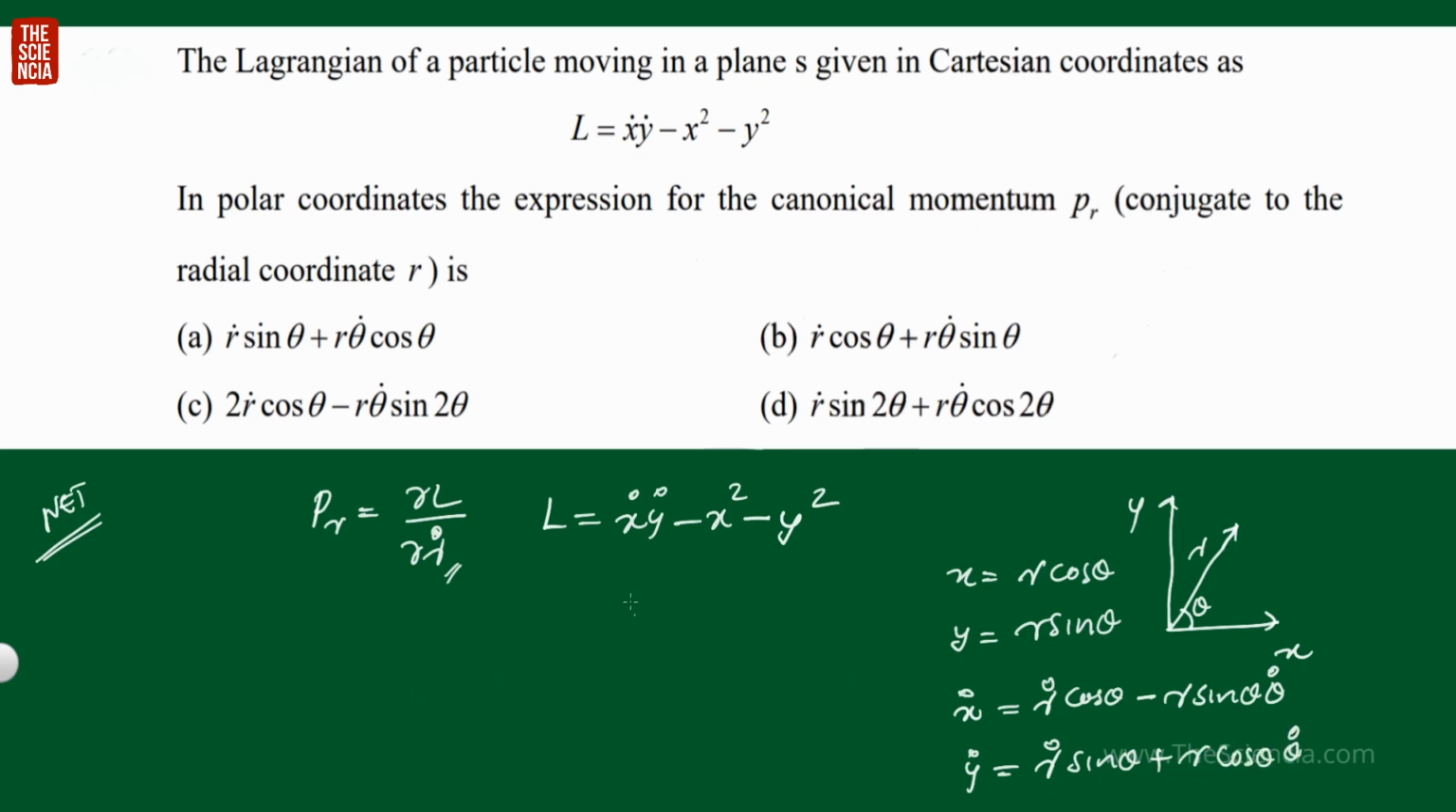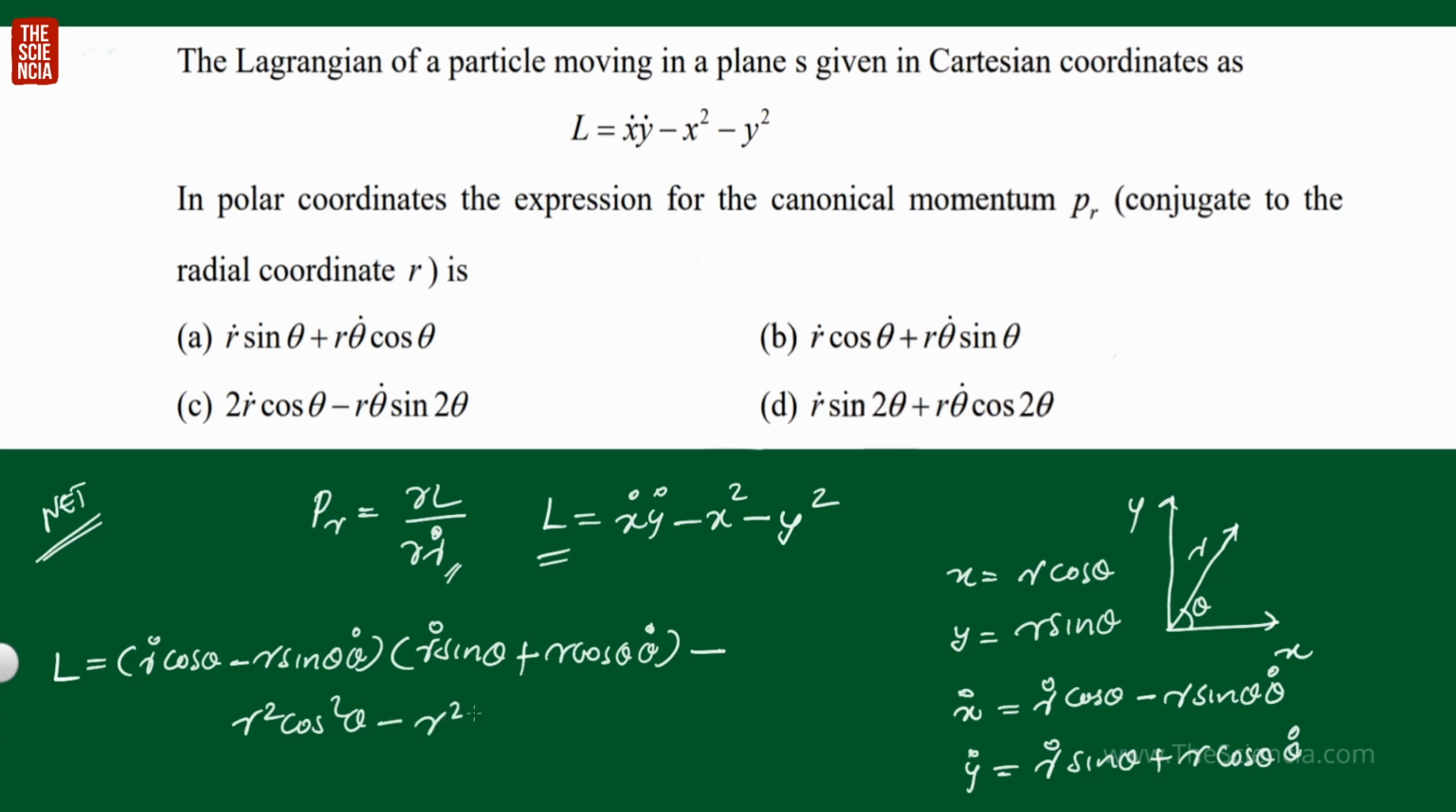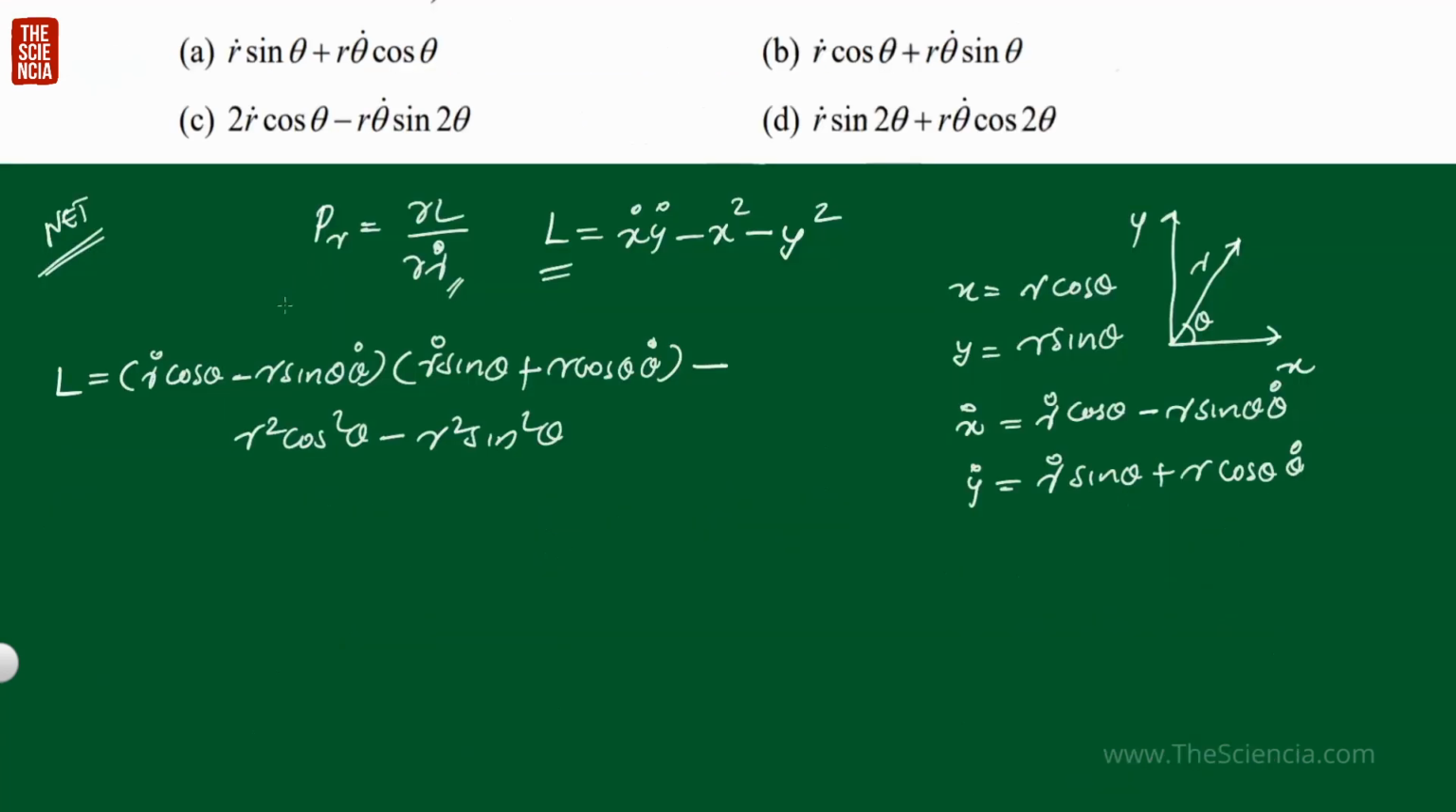Now I am going to substitute all these values in the given Lagrangian, that is L equal to x dot y dot, that is r dot cos theta minus r sin theta theta dot into y dot, that is r dot sin theta plus r cos theta theta dot, minus x square, that is r square cos square theta, minus y square, that is r square sin square theta. Now you please do this multiplication, so you get a Lagrangian, and then use this equation, that is PR equal to dou L by dou R dot.